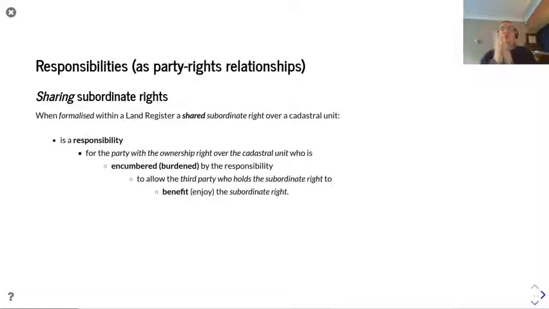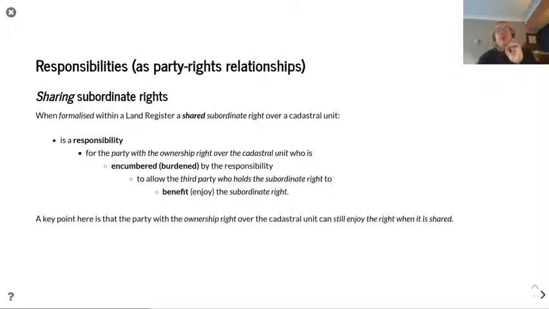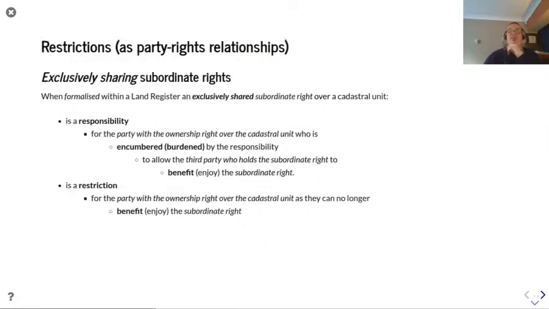So what are responsibilities as a party rights relationship? This is the sharing of subordinate rights. When formalized within a land register, a shared subordinate right over a cadastral unit is a responsibility for the party with the ownership right over the cadastral unit, i.e. the owner. They are encumbered by that responsibility to allow a third party who holds the subordinate right to benefit from that right. A key point here is that the party with the ownership right over the cadastral unit can still enjoy the right when it is shared.